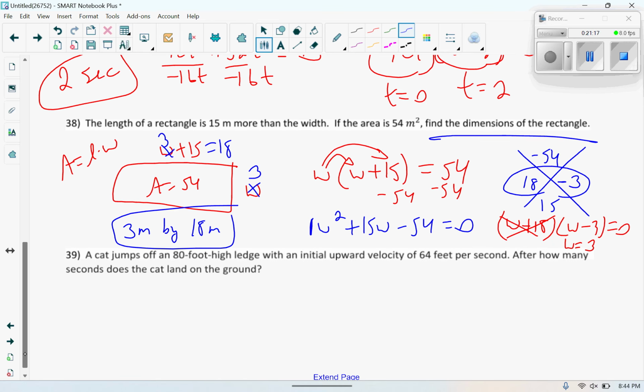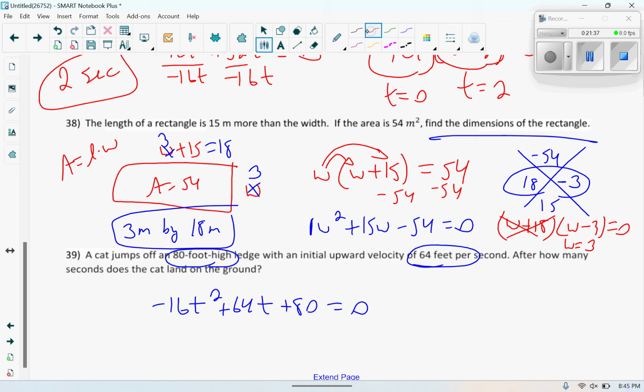Okay, and then finally, our last one, we have made it. Okay, so I have the formula. This is my V. This is my S, so it's starting at 80 feet high. Whew, 80 feet. Oh my goodness, I hope the cat can jump from 80 feet high.